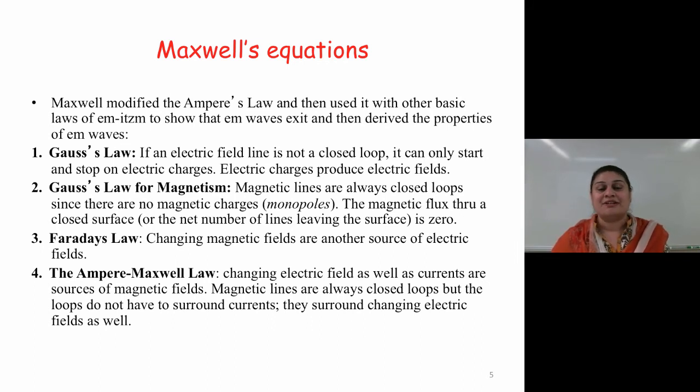Faraday's law says changing magnetic fields are another source of electric fields. The Ampere-Maxwell law says changing electric fields as well as currents are the sources of magnetic fields. Magnetic lines are always closed loops, but the loops do not have to surround currents. They surround changing electric fields as well. So this is a definition of all of these laws in English.